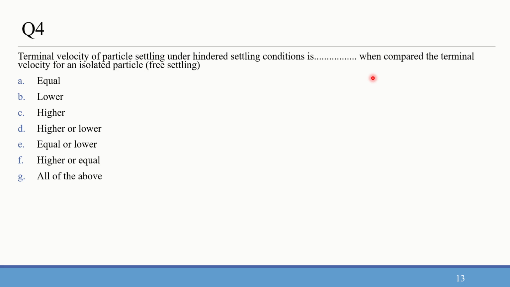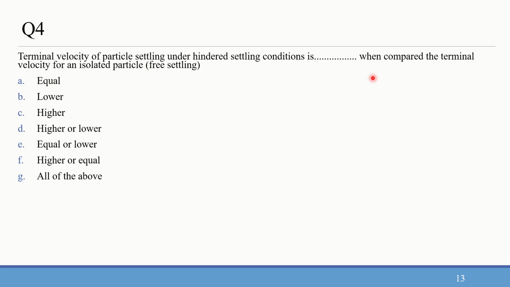So the second case is the hindered settling condition, and the first case is the free settling condition. So now we can say that the terminal velocity of a particle under hindered settling is slower when compared to the velocity for an isolated particle. So it is option B, lower is the right answer.